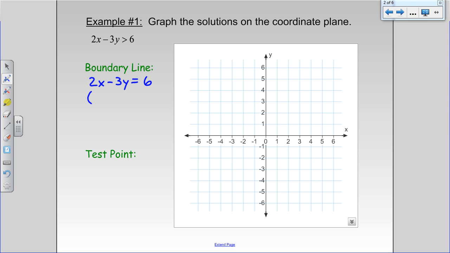The x-intercept occurs when y is 0, and therefore in this equation x is 3. And the y-intercept occurs when x is 0, and therefore in this equation y would be negative 2. Graphing those intercepts, (3, 0) and (0, negative 2), enables us to graph the boundary line. Note that the inequality contains a greater than sign, so our boundary line should be a dashed line, indicating that points on the boundary line, such as our two intercepts, are not solutions of the inequality.